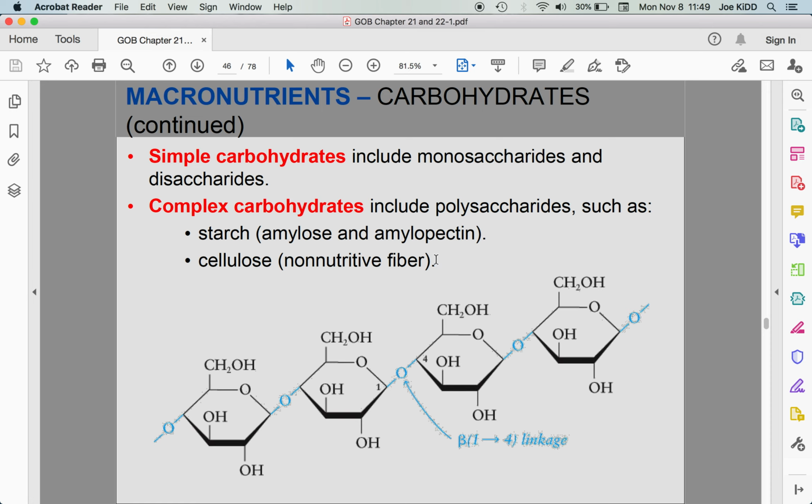Again, remember cellulose fiber is not going to be of nutritious value, as we can't digest it properly. However, the fiber is still required and a necessary part of our gastrointestinal tract.